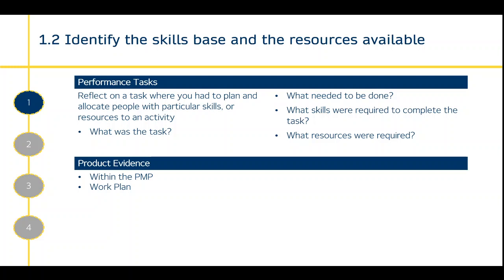So reflect on a task where you had to plan and allocate people with particular skills or resources to an activity. What was the task? What was needed to be done? What skills were required to complete the task, and what resources were required, and how did you identify these?